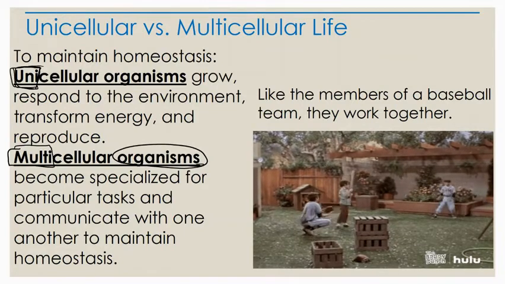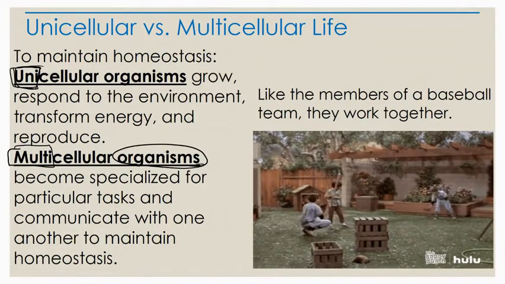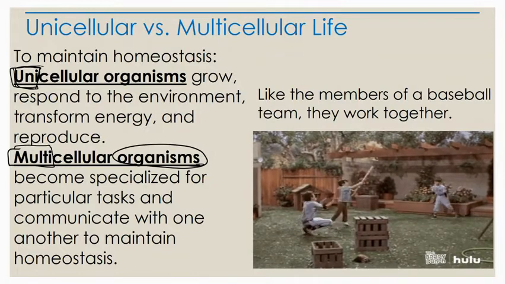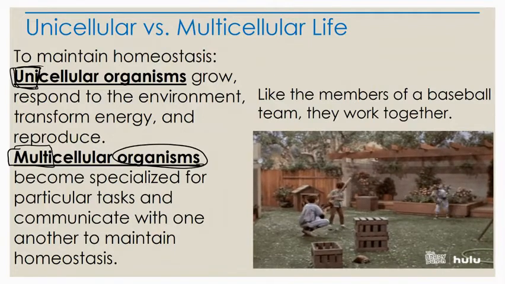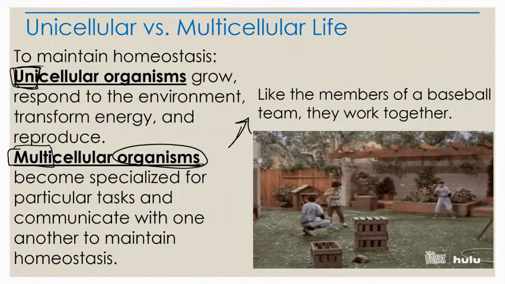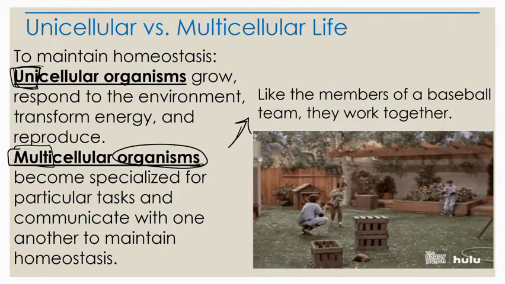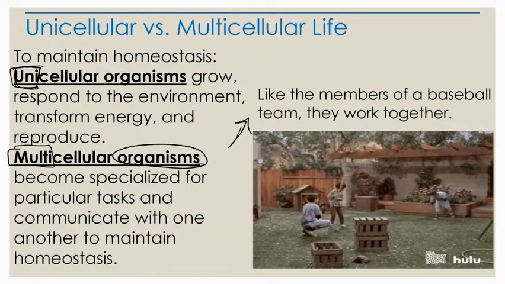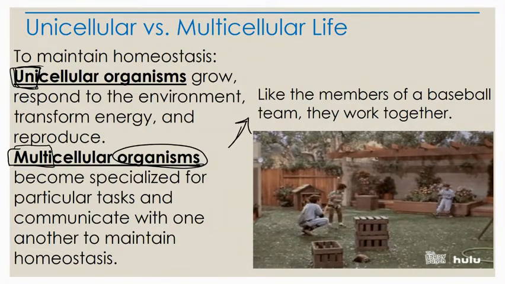All those different cells that make up that organism are going to work together to maintain homeostasis, and each cell in that organism is going to have a specific task to do. It's very much like a football team or a baseball team or a basketball team, they work together to achieve one goal. Everybody has a certain task, and they need to achieve that task in order for the goal of the team to be maintained.